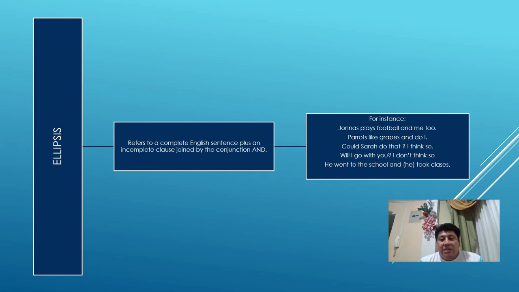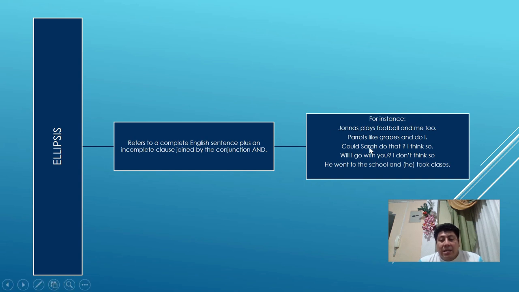We can notice the same procedure in sentence number 2. Parrots like grapes, and so do monkeys. We also can use do to avoid repeating the information again. The same happened in the third sentence. Could Sarah do that? I think so. As well, we can use it in a question, to avoid repeating the same information again.